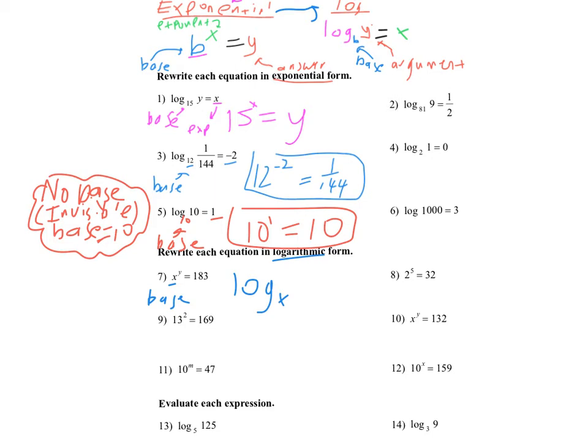And then inside of the log, it gets its new partner. So the new partner is going to be 183. And then whatever was in the exponent is going to be all by itself now. So that's now a regular y over there.